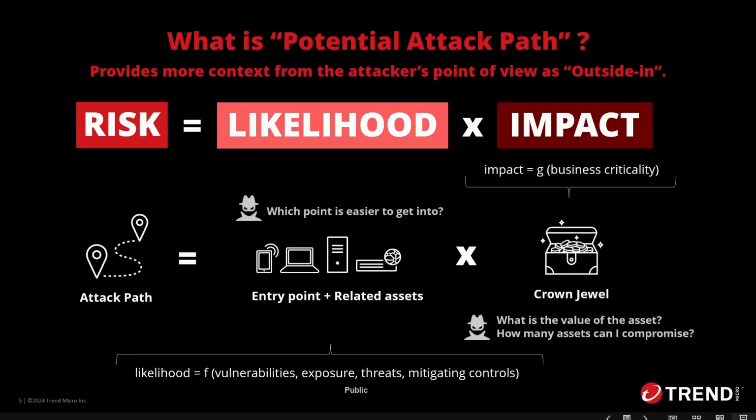The likelihood could be your entry point, anything that allows an attacker to enter, for example your vulnerabilities or your misconfigurations. Impact is something that will affect your critical assets, your business criticality, or some sensitive data that you need. So once you multiply the entry point that allows the attacker inside the network by the impact, you will calculate the risk.